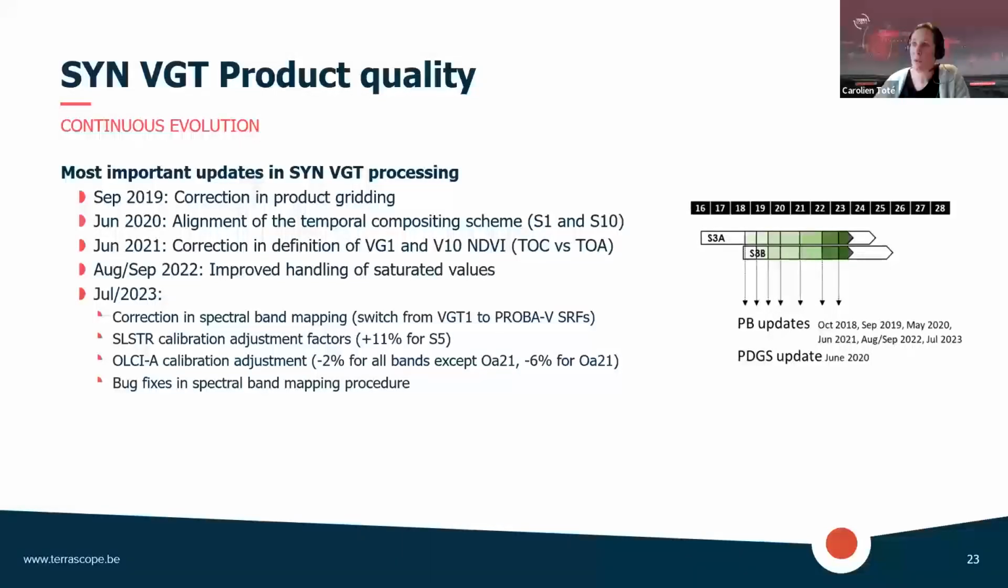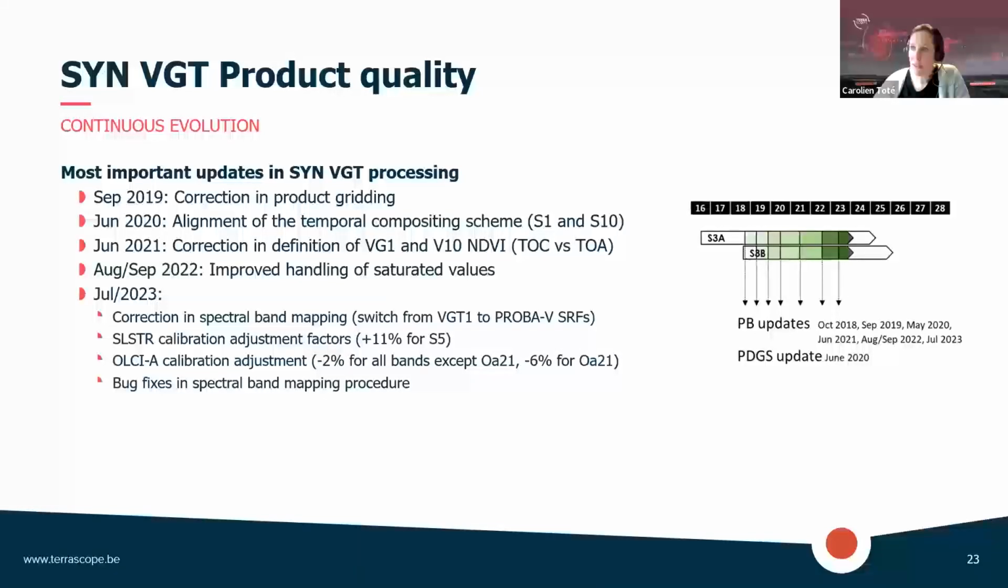In June 21, there was a correction in the definition of the VG1 and V10 NDVI. So before that date, these NDVIs were based on top of atmosphere reflectances instead of top of canopy reflectances. It was corrected. In the summer of 2020, there was improved handling of saturated values, and there was a very important update in July 23.